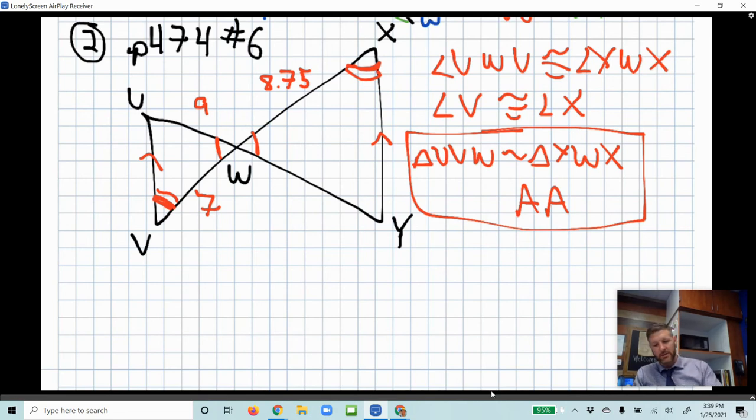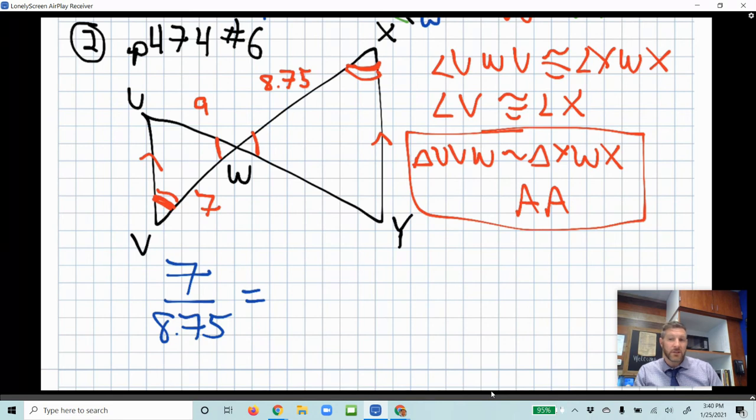So then the last part of the question was, we need to find, since they are proportional, I should be able to find WY. And the way you're going to do that is by setting up a proportion. In other words, I know that this side and this side, here and here, correspond to each other. So I know that 7 to 8.75 has to be equal to, and have the same similarity ratio as, 9 to WY, which I could just call X, but because X is up there, I'm going to call it WY.